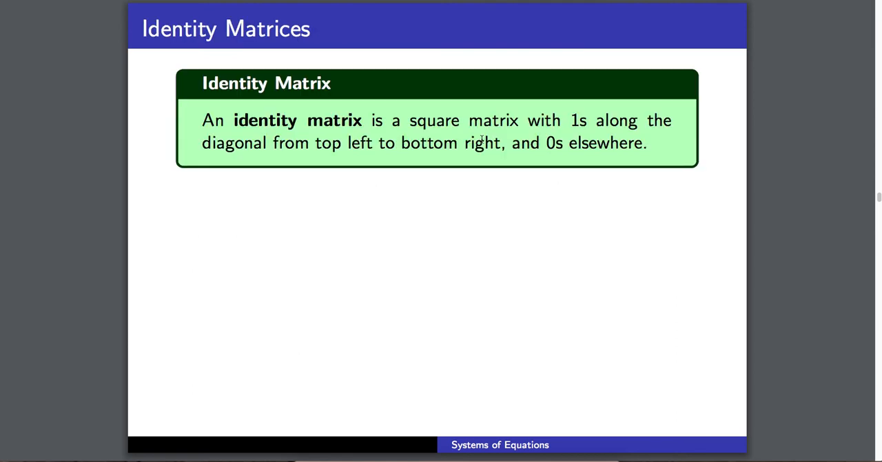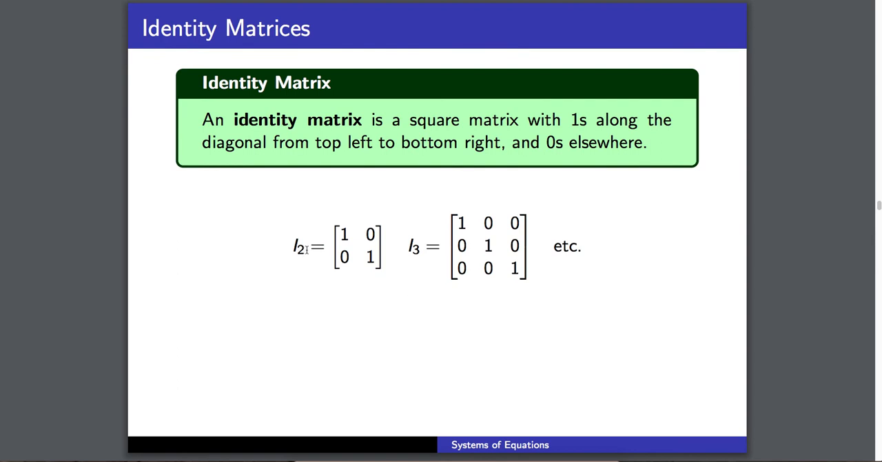Before we do that, I'll take a little detour for a moment and talk about what are known as identity matrices. An identity matrix is a square matrix, so the same number of rows and columns, with ones along the diagonal from the top left to the bottom right. It's also called the main diagonal, and then zeros everywhere else. For instance, here we have a 2 by 2 identity matrix, which we denote I sub 2. We usually use I for identity matrix. Notice from the top left to the bottom right we have ones, and then there's zeros elsewhere.